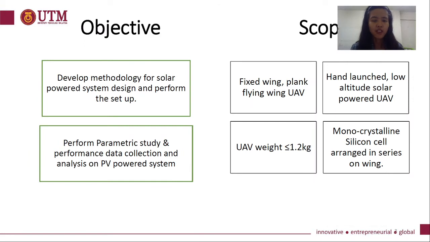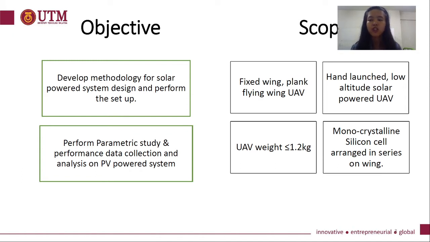So the objective of this project is to develop methodology for solar powered system design and to perform the setup. The second objective is to perform parametric study and performance data collection and analysis on PV power system. The scope of this project is I create the PV power system for a fixed wing flying wing UAV. The UAV weight is less than 1.2 kg.